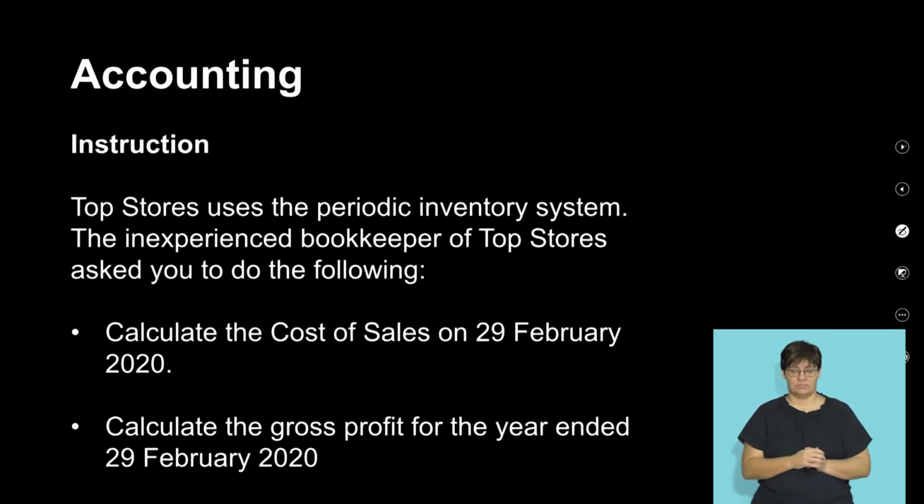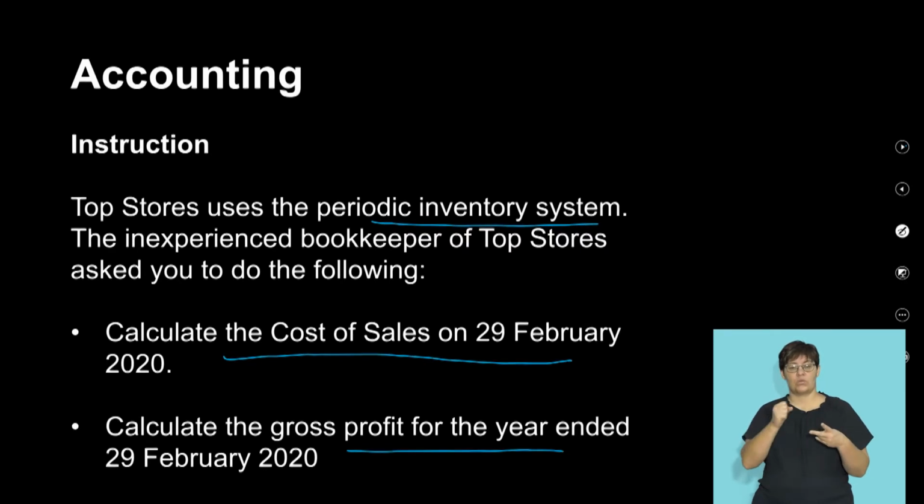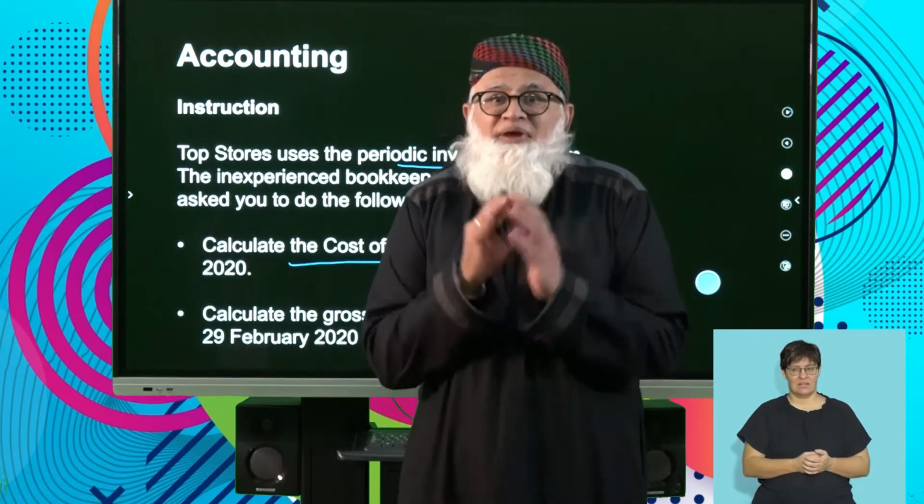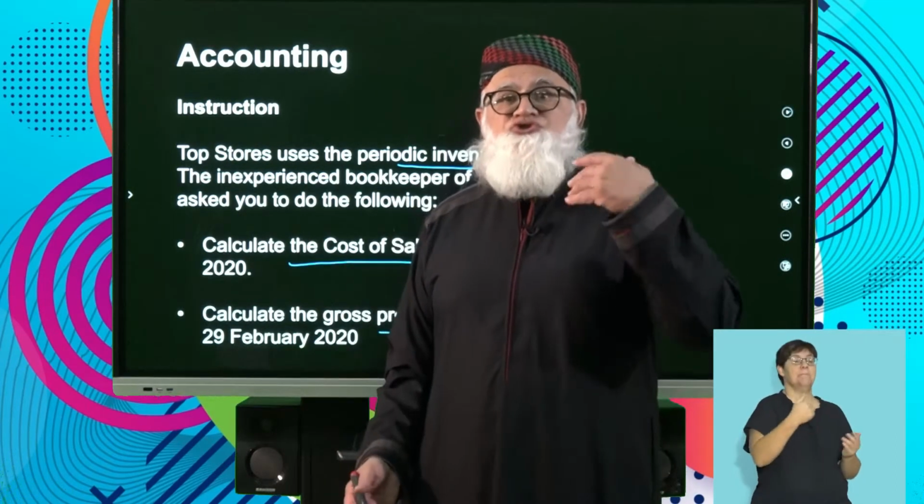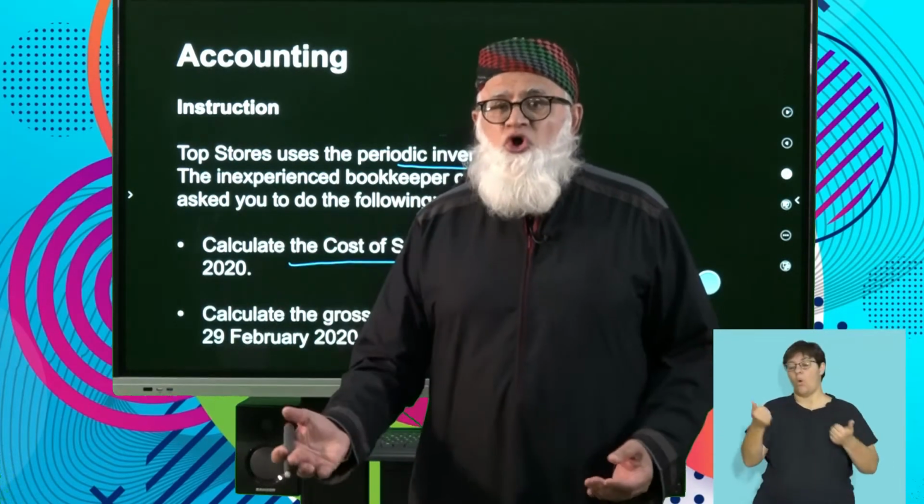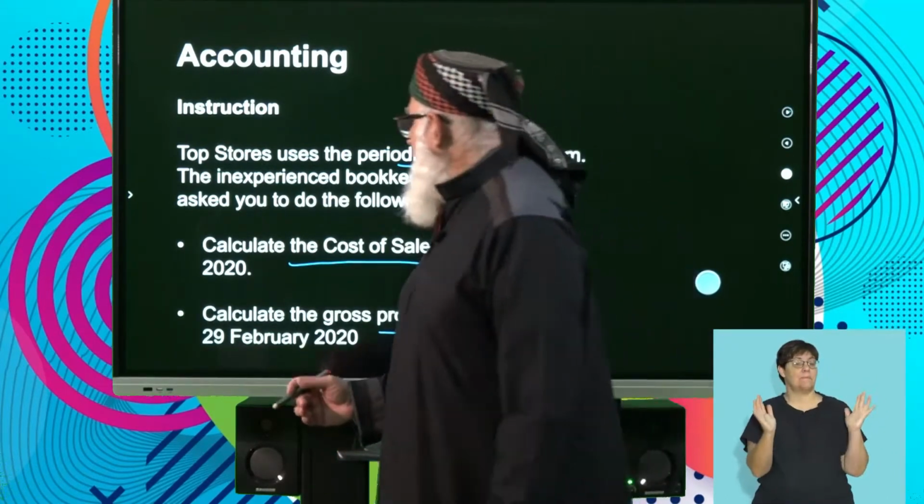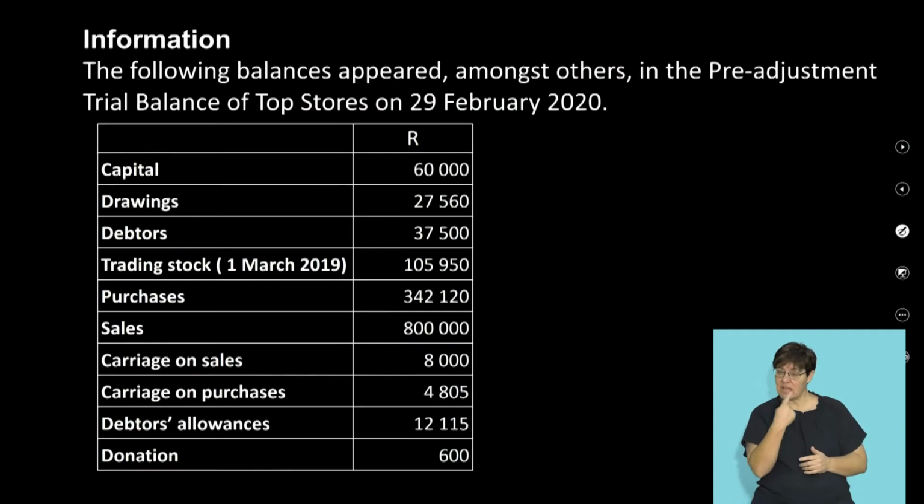The next question, again, it says here, Top Stores uses the periodic inventory system, and you are asked to calculate the cost of sales and the gross profit. Can you see what I alluded to early on? No mention is made of whether you must use a trading account or the trading statement or whatever else. It just says calculate, and therefore, when that happens, the choice is yours.